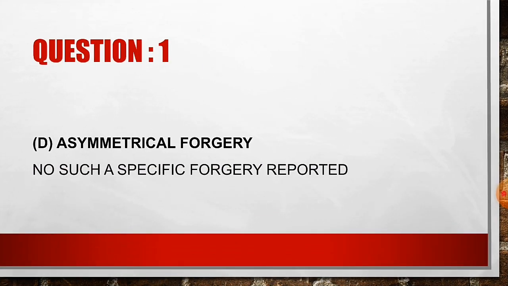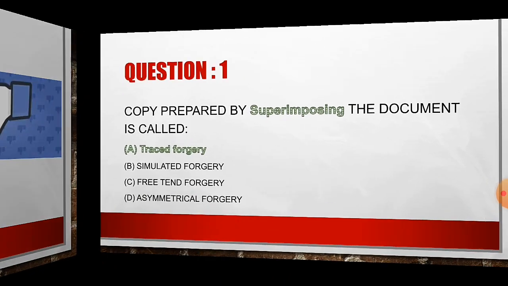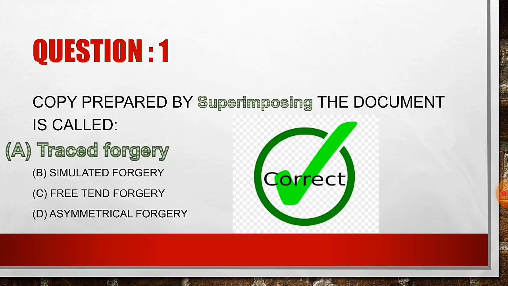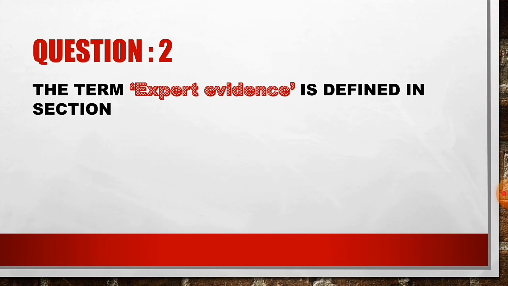What about our fourth option? Actually, there is no such specific forgery reported yet, so there is no need to discuss this at all. So now, what will be your answer? Correct. Copy prepared by superimposing the document is called trace forgery. Great. Let us see our second question.